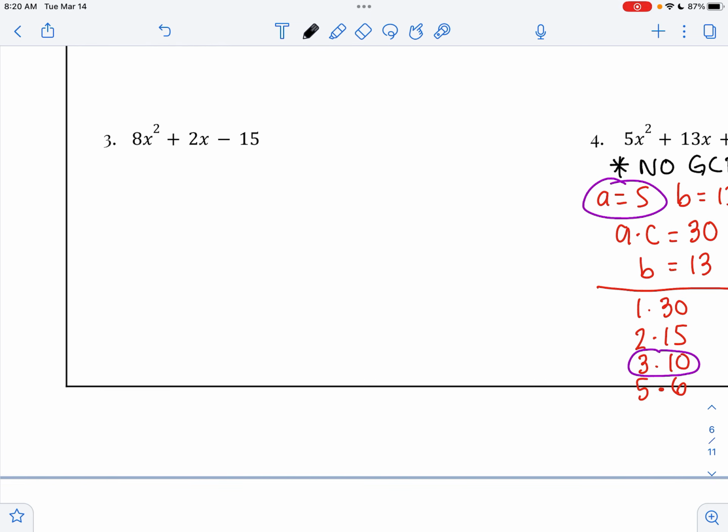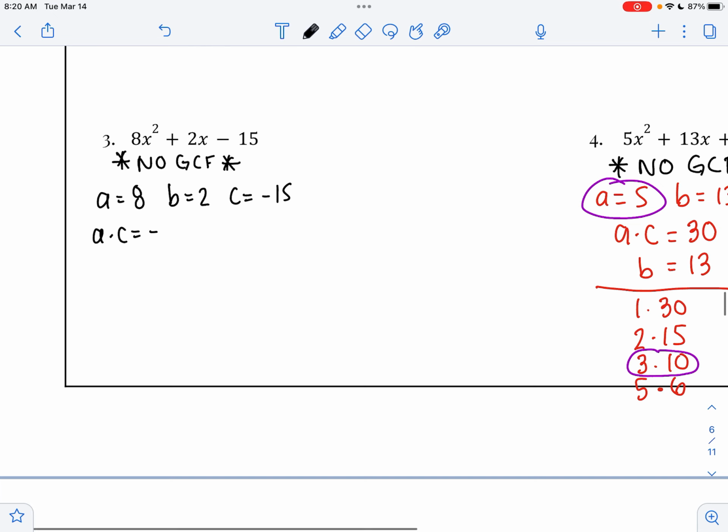Okay, there's no GCF here, right? No GCF. But obviously we can write out A, B, and C. So A is 8. B is 2. And the reason this is so much harder is because it's a big number. So A times C is negative 15 times 8, which is negative 120. And then B is 2.